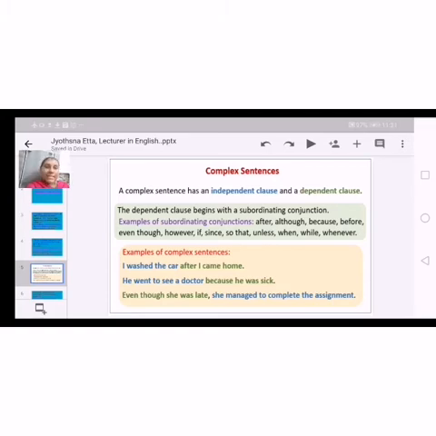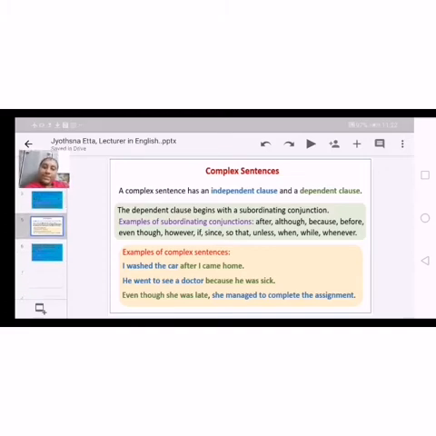And next, the third example. Even though she was late, she managed to complete the assignment. Of course, even though she was late is a subordinate clause here, a dependent clause here, but we combine it with the main clause, she managed to complete the assignment. So these are a few examples of complex sentences.